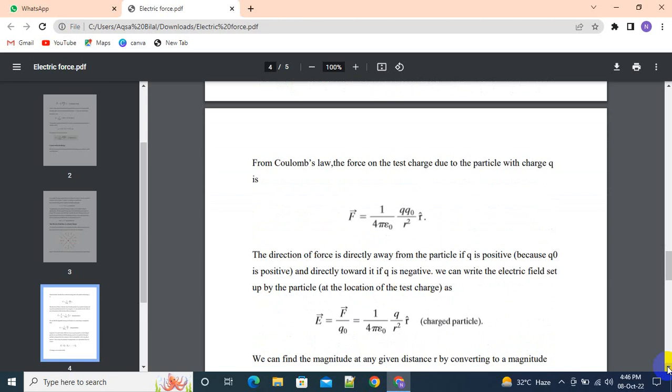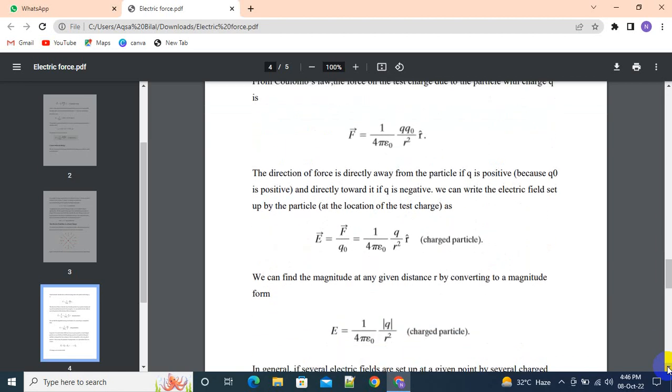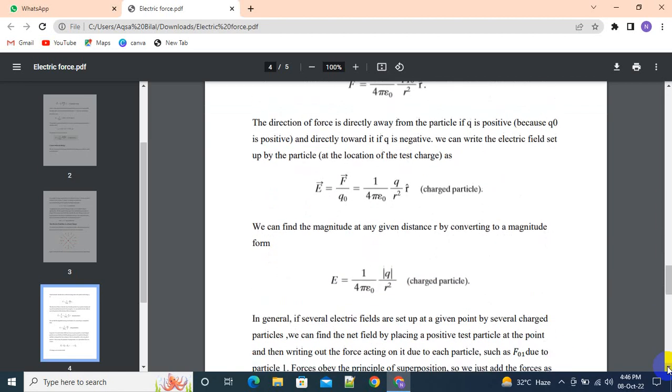The direction of the force is directly away from the particle if q is positive, because q naught is positive, and directly toward it if q is negative. We can write the electric field set up by the particle at the location of the test charge. We can find the magnitude at any given distance r by converting to magnitude form.